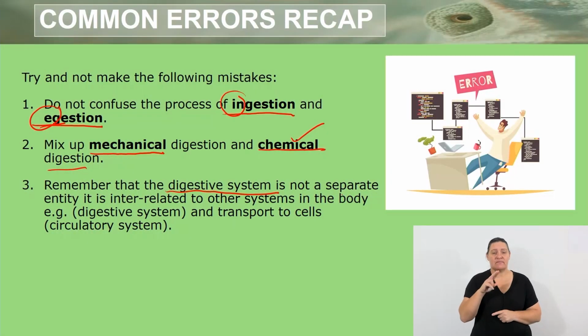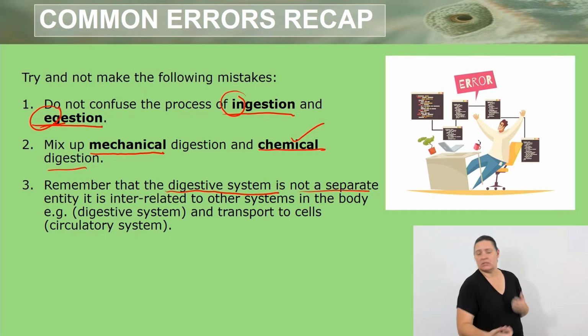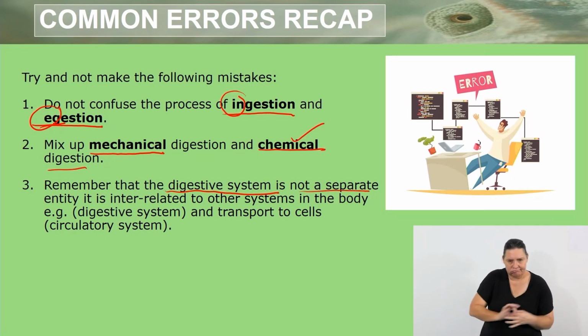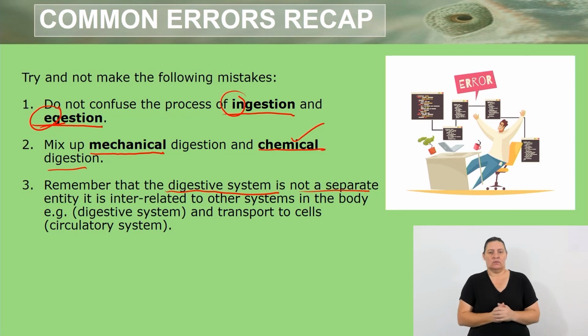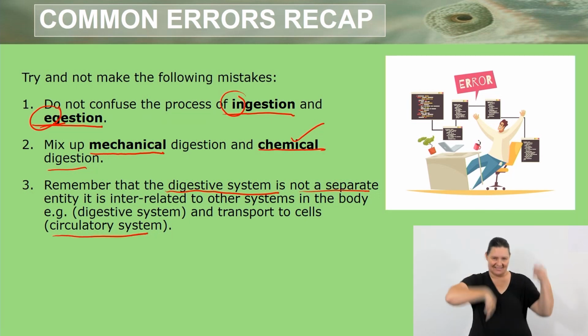And also, remember that the digestive system is not a separate entity. It is interrelated with other systems in the body. For example, we were doing the digestive system, but in the process of the digestive system, we did touch on the circulatory system because we spoke about transporting nutrients via the blood to the cells. So that tells us that in the body there's a lot of systems, and these systems work together in order for a human being to function properly.